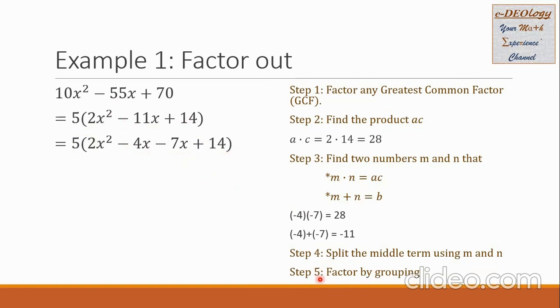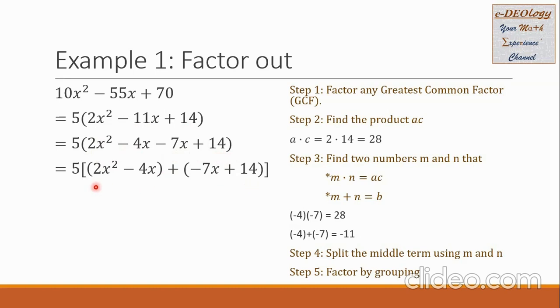And in step 5, we're going to factor by grouping. So we have here 4 terms. We're going to group the first 2 and also the last 2. So the 2x squared minus 4x is now in one group. The negative 7x plus 14 is in another group.